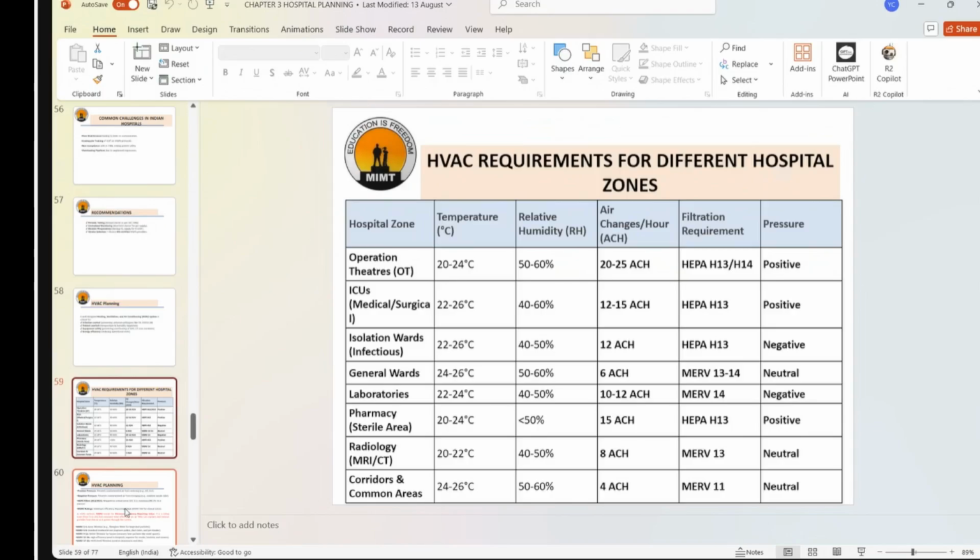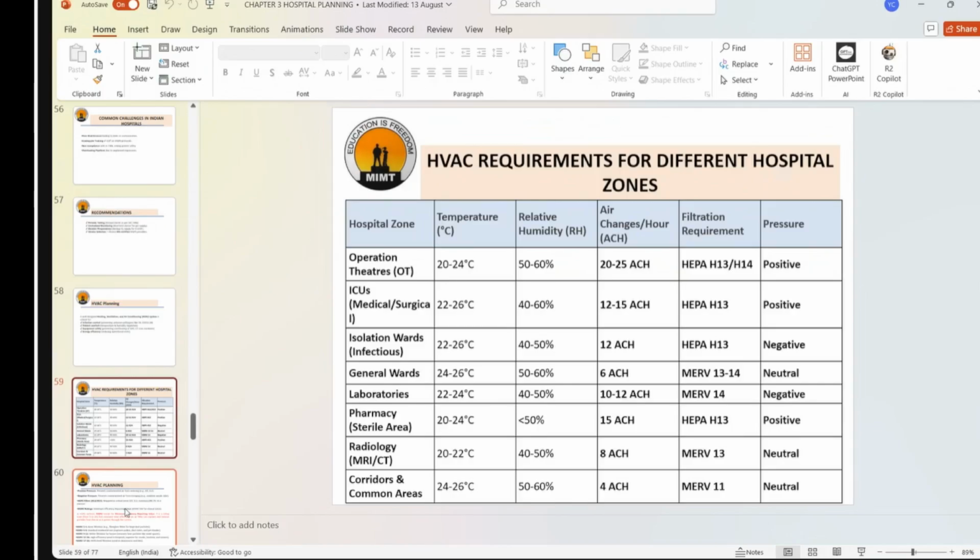If we talk about the operation theater, the normal suggested temperature is 20 to 24 degrees centigrade, and in the case of orthopedic surgeries, the temperature is required to be slightly lower for the setting of the cement and all that, which is utilized in orthopedic surgeries. Relative humidity is supposed to be 50 to 60%, and air change is on the higher side, that is 20 to 25 air changes per hour.